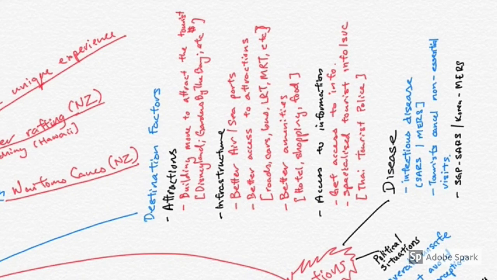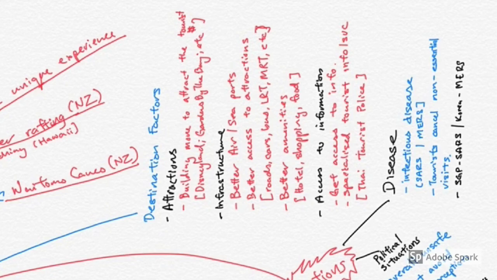Now we're moving on to destination factors that will affect tourism. Destination factors include things like attractions, infrastructure, access to information. Attractions include the things that you've built in place. It need not be theme parks alone. It can also be other attractions like shopping streets, famous eateries that have been awarded a Michelin star. So these are also attractions that can attract tourists.